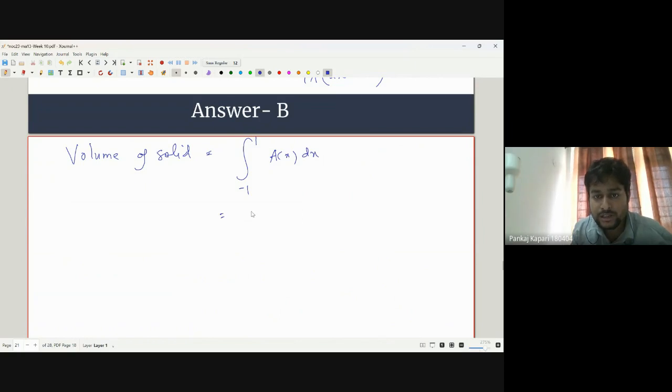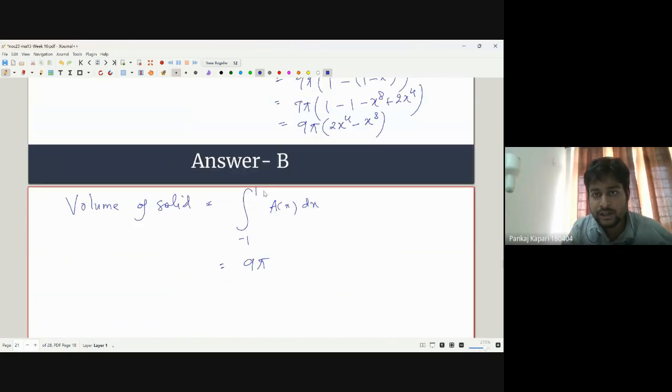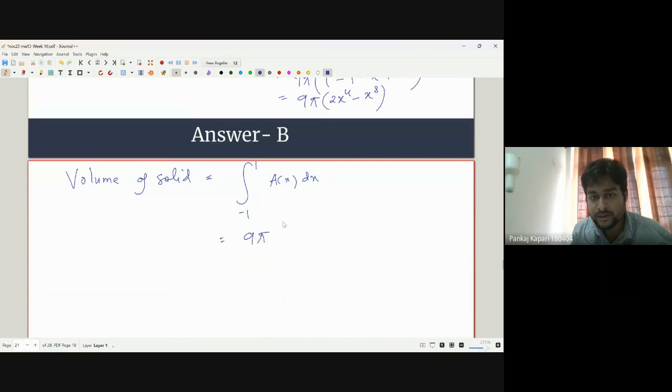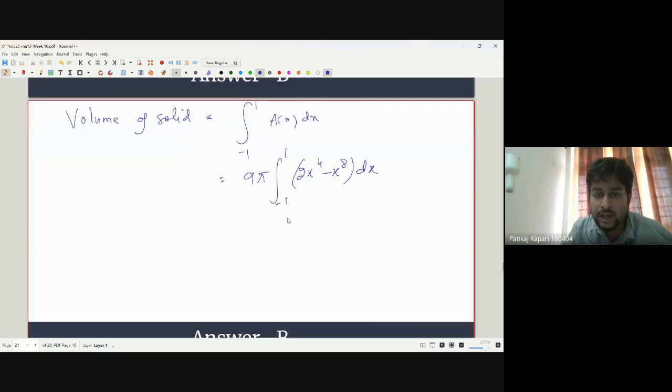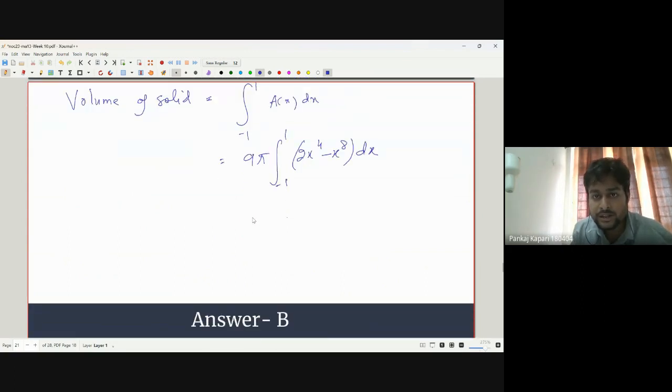But what is Ax? You have 9 pi outside, right? And you have twice x to the power 4 minus x to the power 8, integral from minus 1 to 1. And again you can see that this inside is an even function, so you can write 18 pi integral from 0 to 1 of twice x to the power 4 minus x to the power 8 dx.